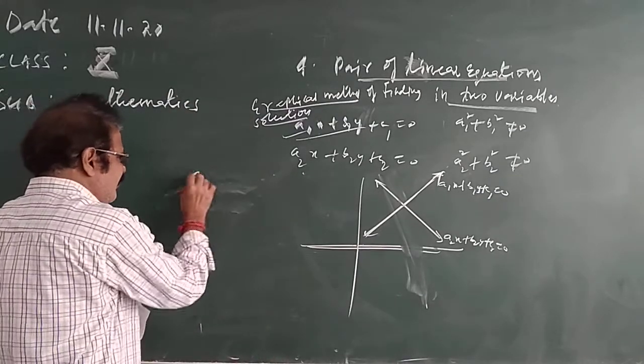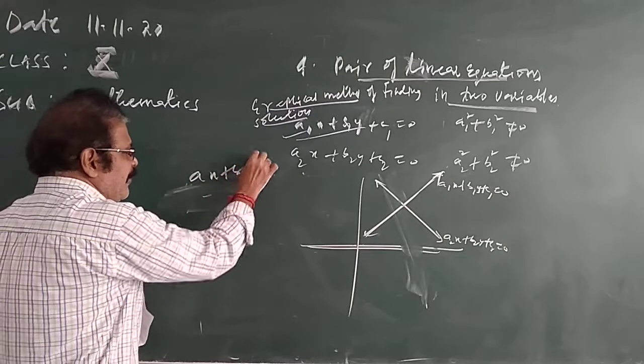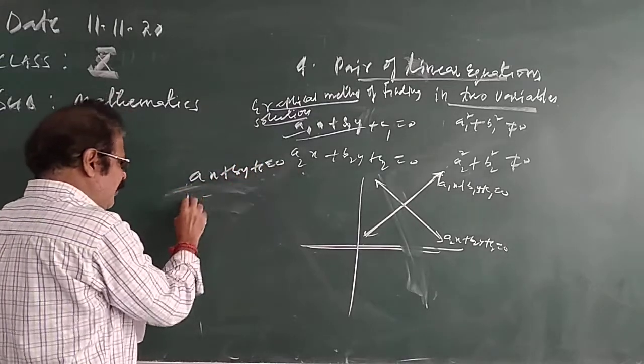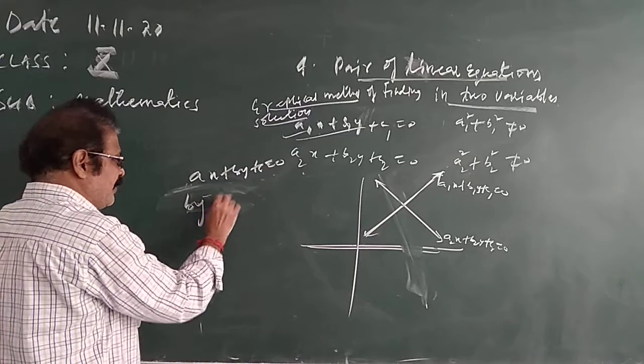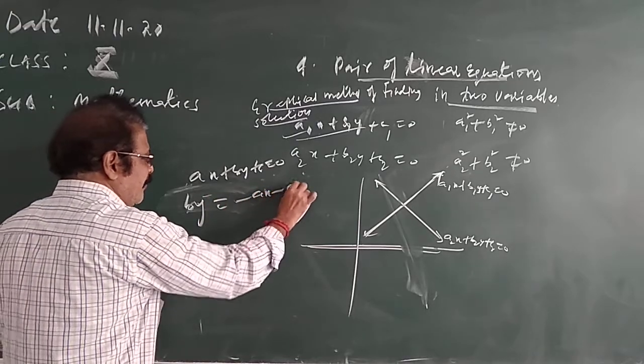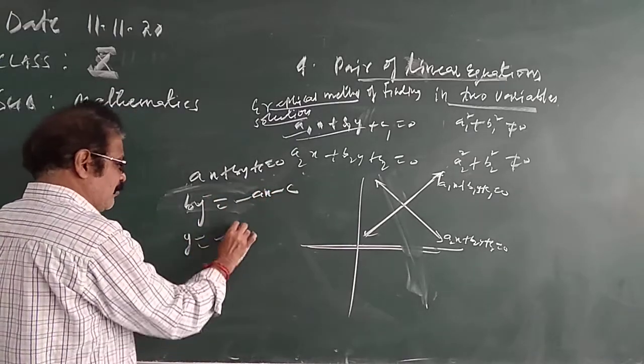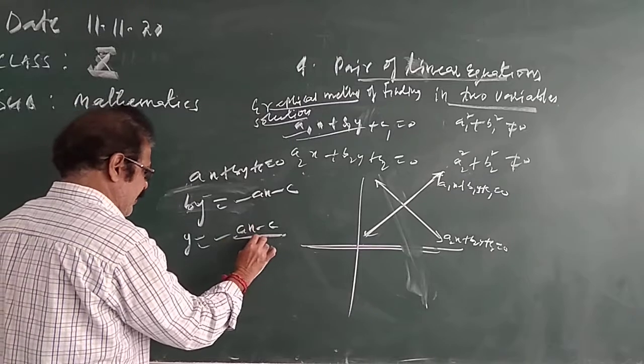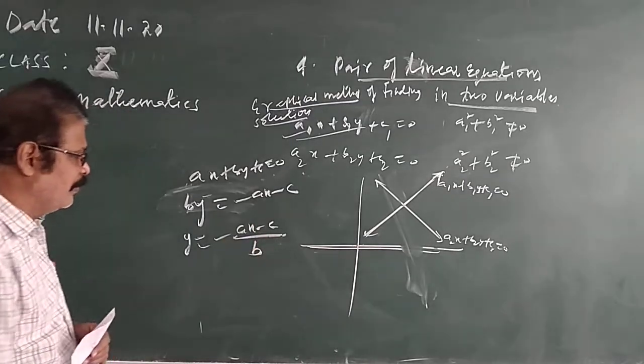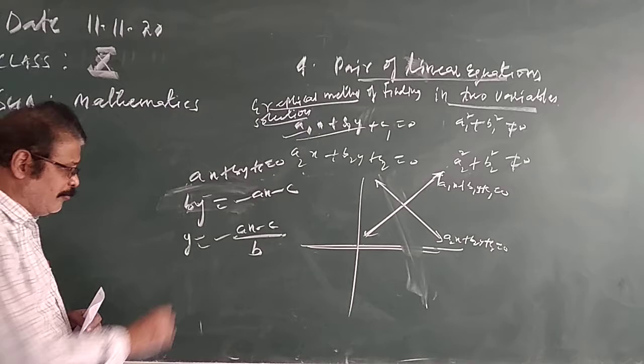When the equation is ax plus by plus c equal to 0, we need to write it like this. By is equal to minus ax minus c, so y is equal to (minus ax minus c) by b. Like this, you write it in the y-equals form.